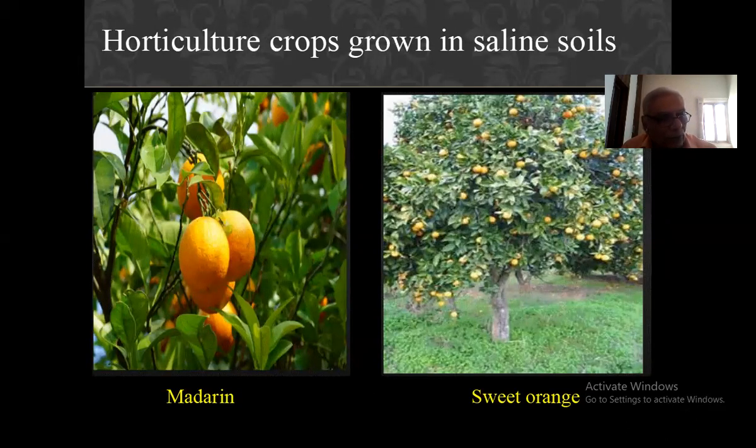Then we will talk about the horticulture crops in saline areas. Mandarin, pomegranate, and sweet orange are also grown in saline soils. In Kutch area, the farmers are growing pomegranate and earning much more income, because the soil is saline and the water is also saline. So the quality of the pomegranate is superior and they are exporting it to foreign countries.